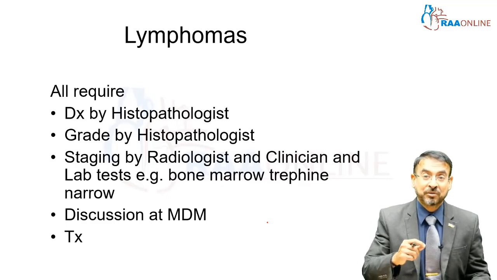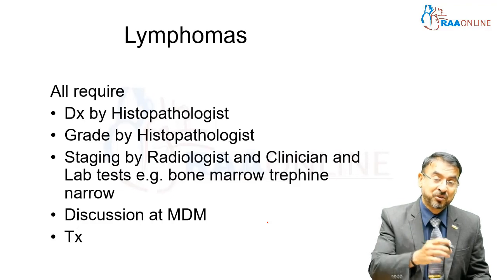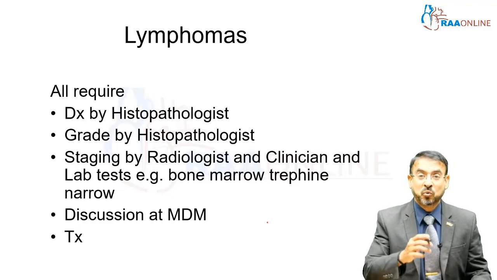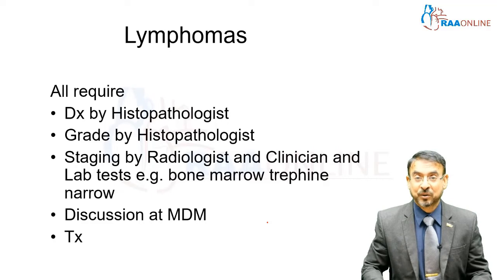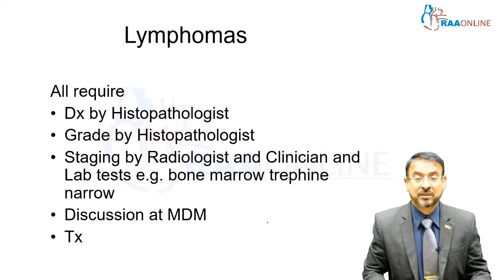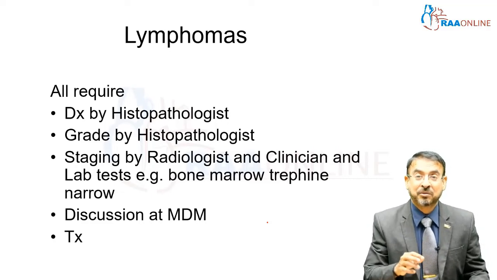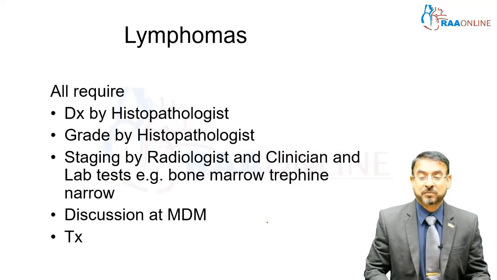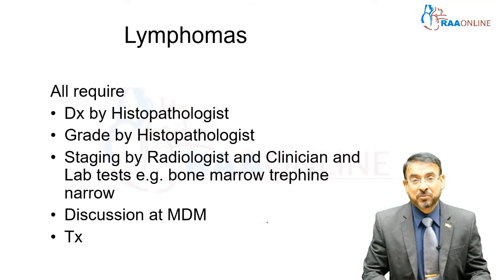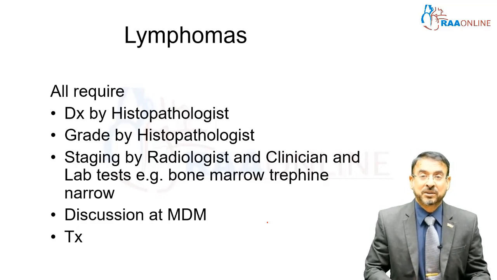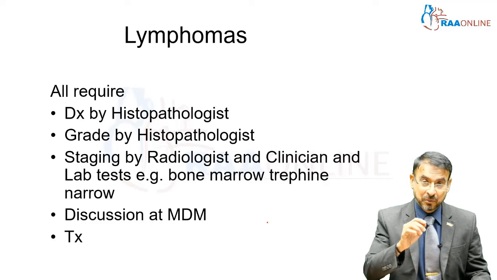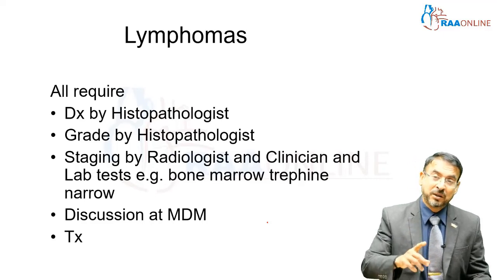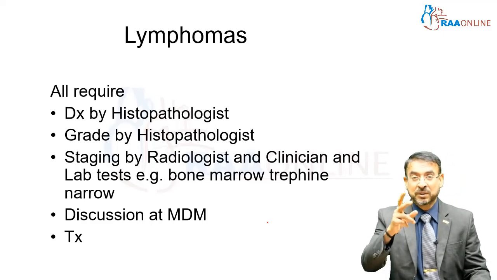You will actually have to do a microscopic diagnosis by the histopathologist, who will do the grading also. We are going to see what grading is in subsequent slides. And then staging has to be done by a radiologist and the clinician. And then we do a bone marrow trephine biopsy. There are different types of bone marrow biopsies. I'm sure you know that by now, but just to let you know, the main two types of bone marrow biopsies are one, aspiration biopsy, and the second one is a trephine biopsy.